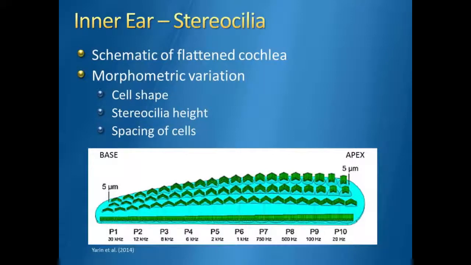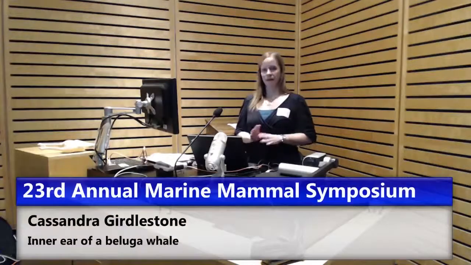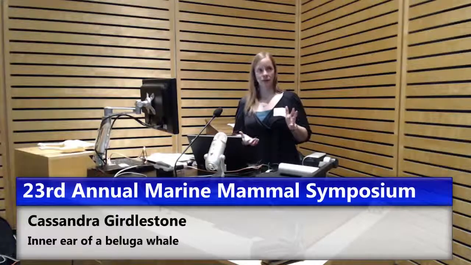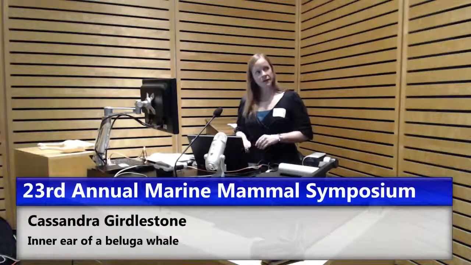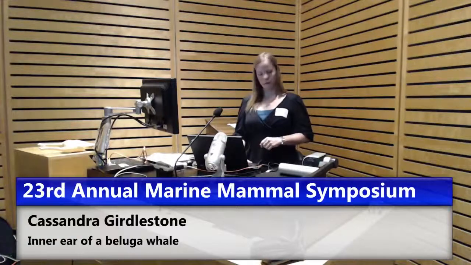So you'll see here a flattened version of the cochlea if we uncoiled it and laid it out, and there are a number of morphometric and morphological changes that occur as we progress from the base all the way to the apex. And along with those morphological changes are changes in frequencies that are detected at those locations. So you can see things such as spacing of cells, the height of the stereocilia, and so on, all change.